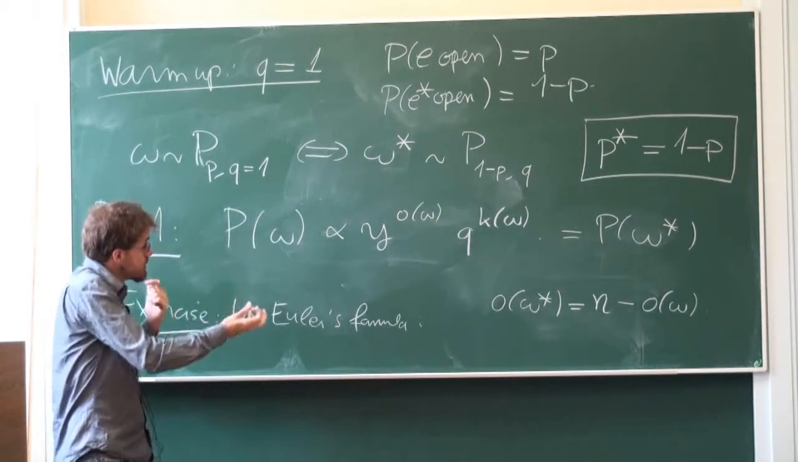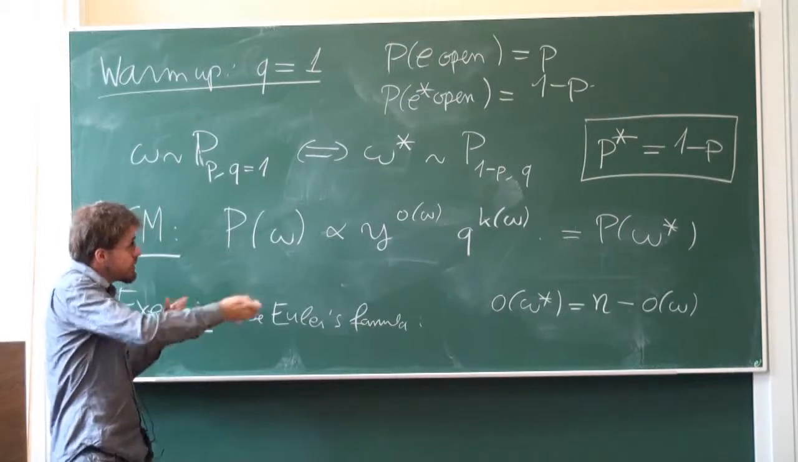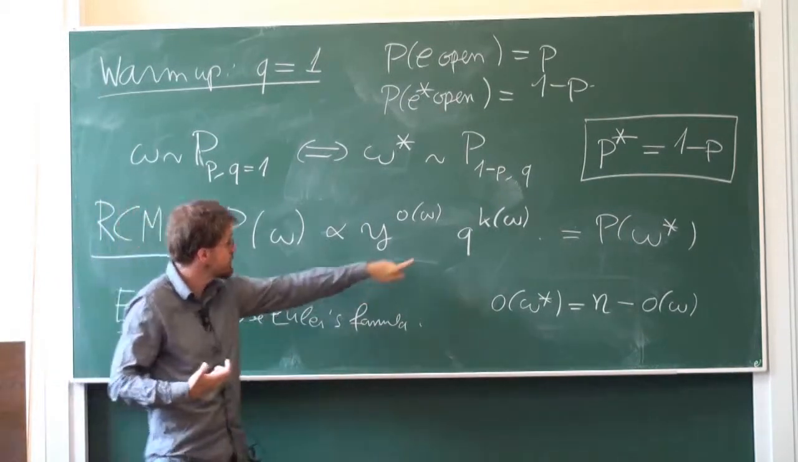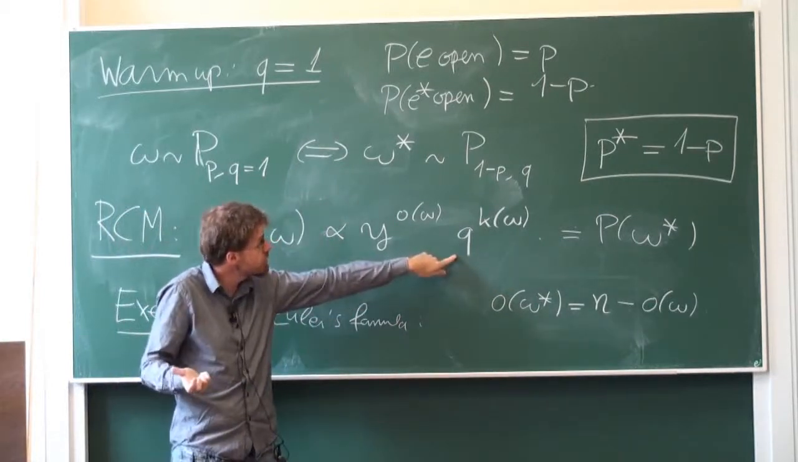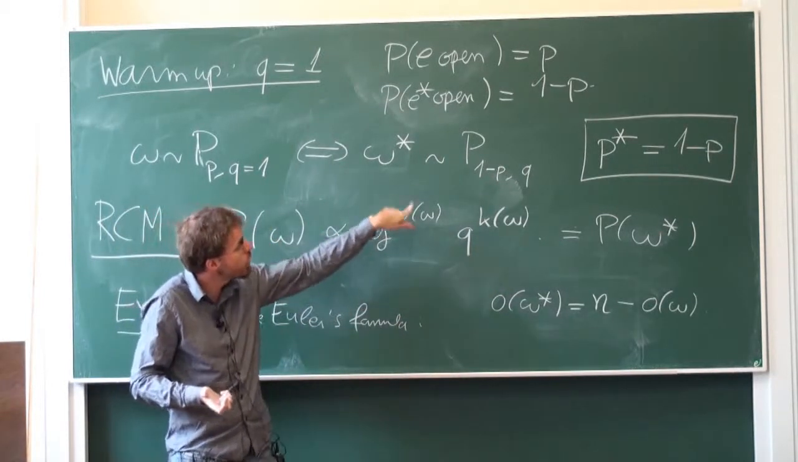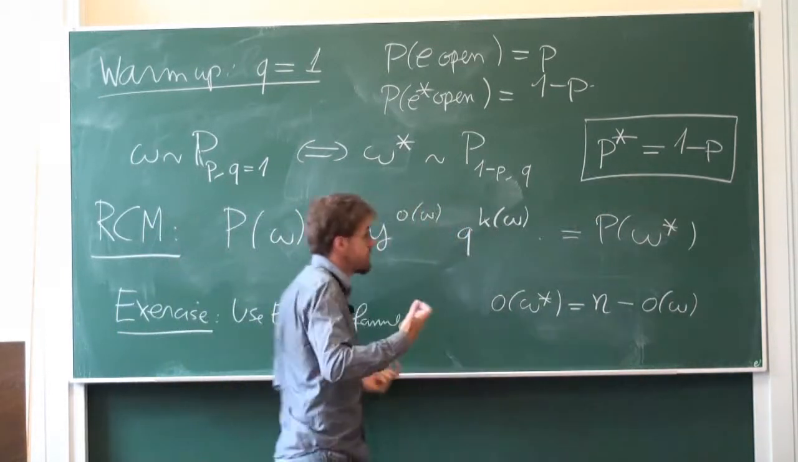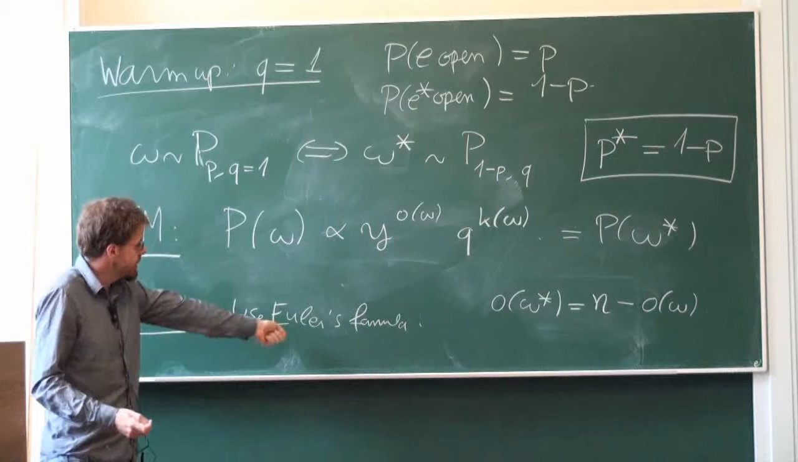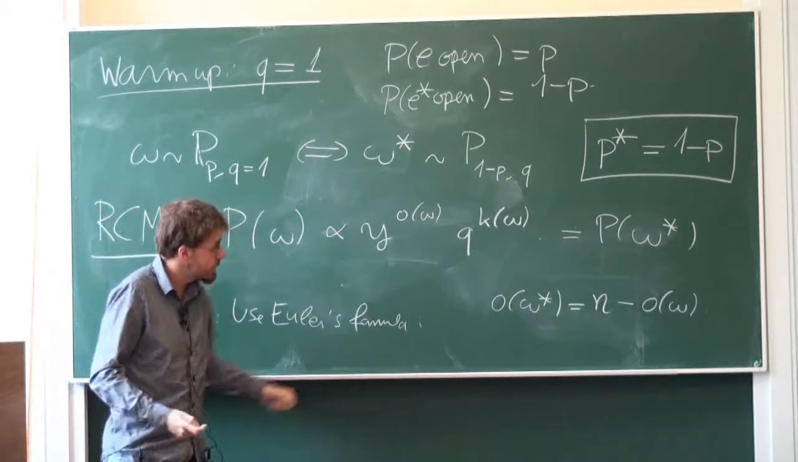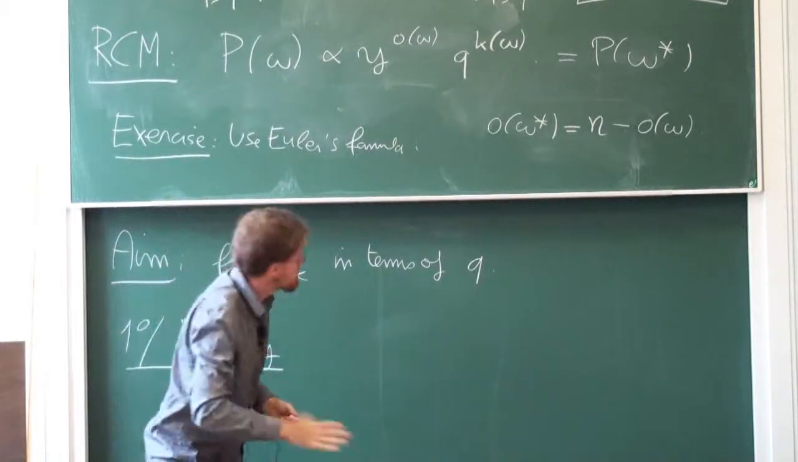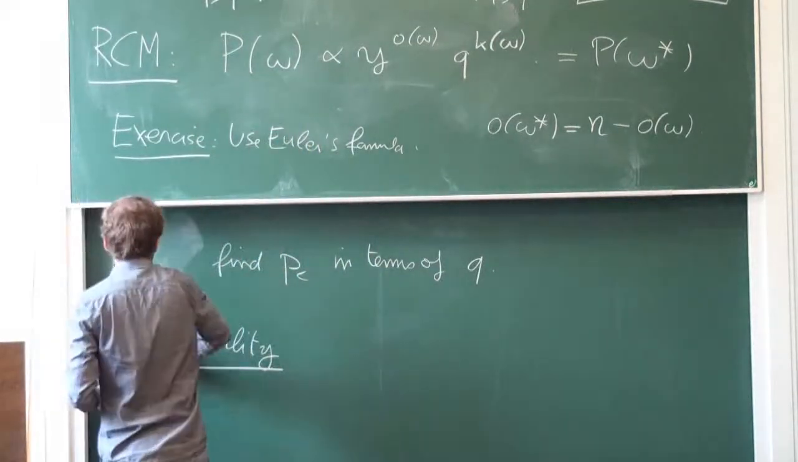So it tells you that there will be a dual parameter y star which somehow will look like 1 over y. To first approximation, if there was not this topological term, you would get exactly y to the minus the number of open bonds of omega star. And if you do that, you find exactly p star equals 1 minus p. But if you take into account the number of connected components, what you end up with is a similar statement to what I wrote above here.